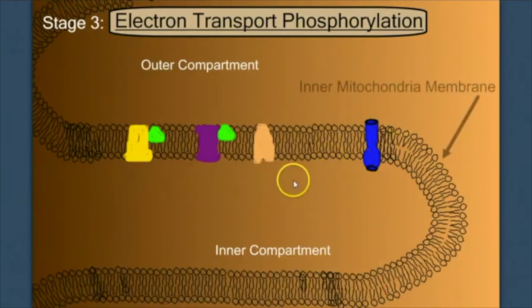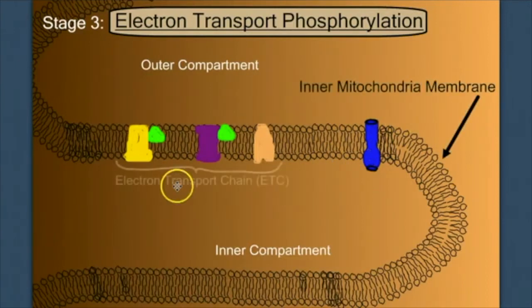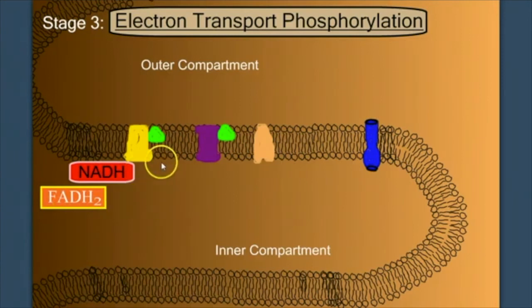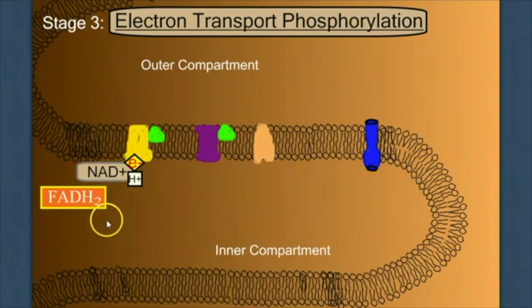Here's that inner mitochondrial membrane, and here's the electron transport chain. The 10 NADHs and 2 FADH2s made in earlier stages of respiration come to the inner compartment and deliver those high energy electrons to this electron transport chain. Now, whatever happens to NADH, the same thing is going to happen for FADH2, so we're just going to look at NADH to simplify things.